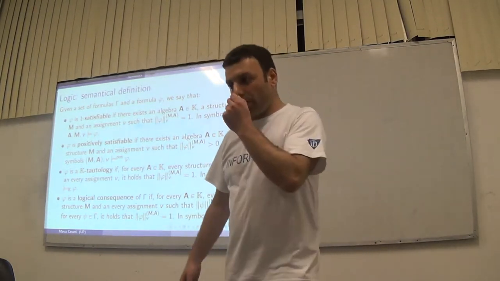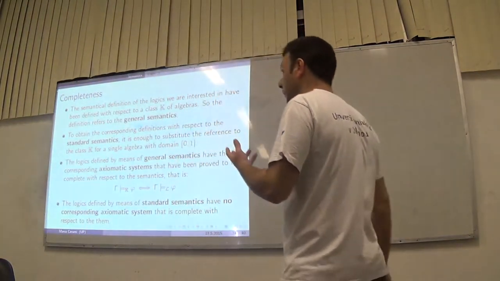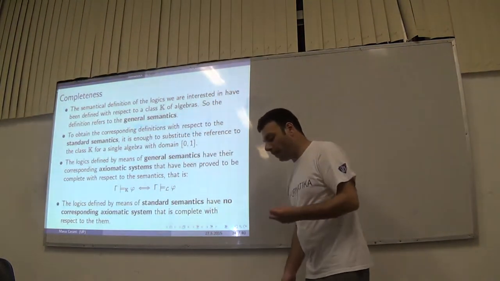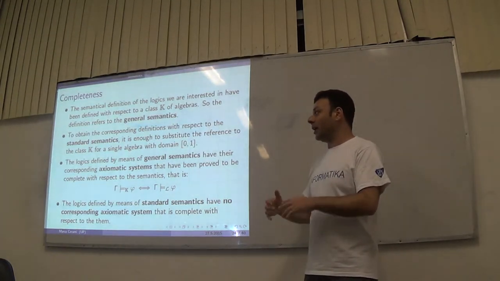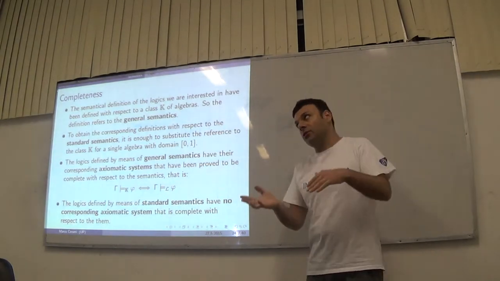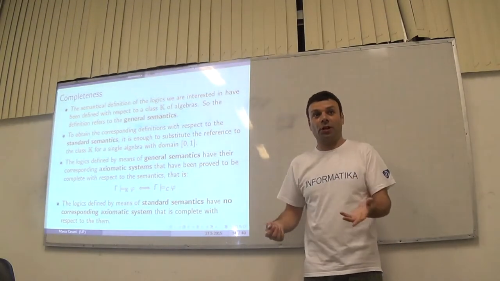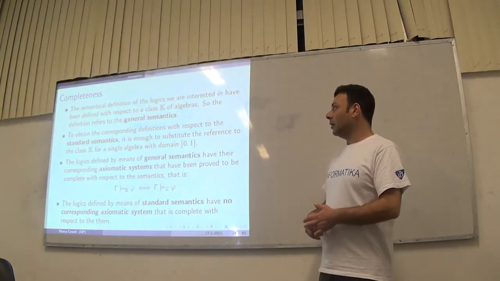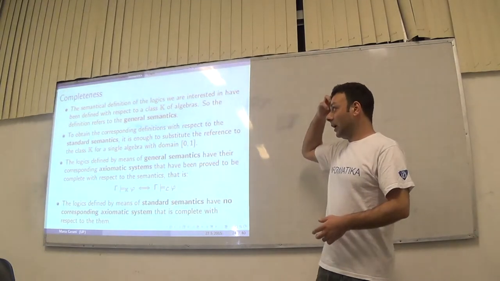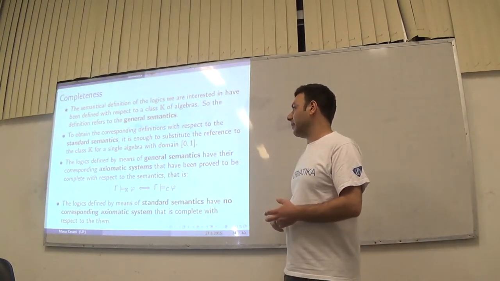This notion, for all the logics defined by means of general semantics, has been proved to be complete with respect to the axiomatic system, complete with respect to the notion of logical consequence defined in a semantic way. So it refers in general to general semantics.